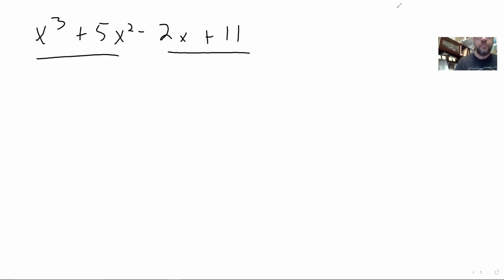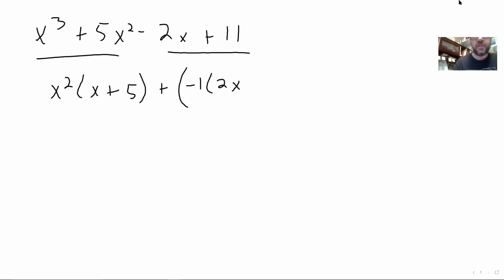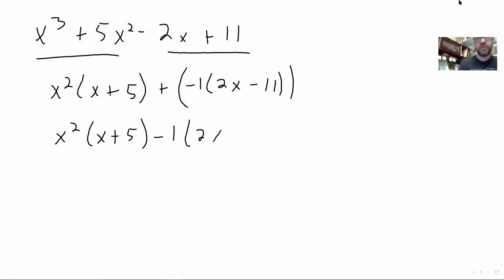So let's try to do factor by grouping here. I'll do x cubed plus 5x minus 2x plus 11. Oh, excuse me, this is supposed to be 5x squared, my bad. So I've got a pretty obvious pair of groups like this, right? I will pull x squared out of the first one times x plus 5. Then I don't have any common factors between 2x and 11, but that's okay. Since I've got minus 2x, I'm going to pull out a negative 1, so minus 1 times 2x minus 11. Let's rewrite that. We get x squared times x plus 5 minus 1 times 2x minus 11.